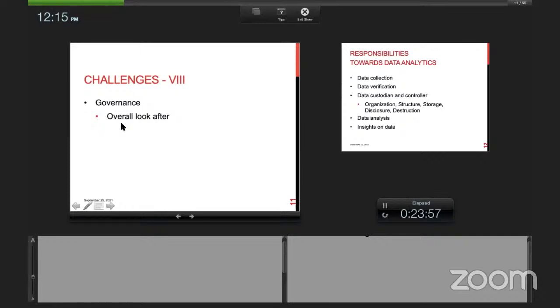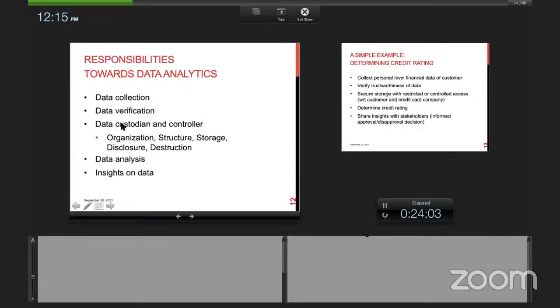Now we are trying to move towards our responsibilities towards data analytics in particular. So the responsibilities towards the data analytics.